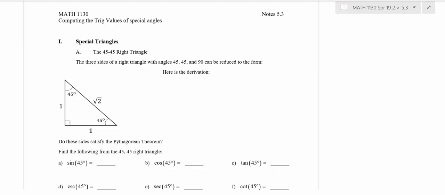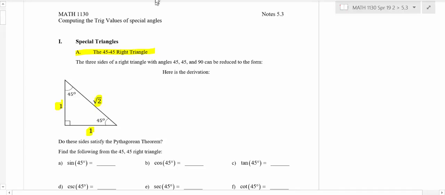In section 5.3, we're going to start by looking at what we call special triangles. One thing you want to be sure that you know is the 45-45 right triangle, which I've pictured here. Anytime you have a right triangle with the 90-degree angle and two 45-degree angles, the sides can always be reduced to 1, 1, square root of 2.